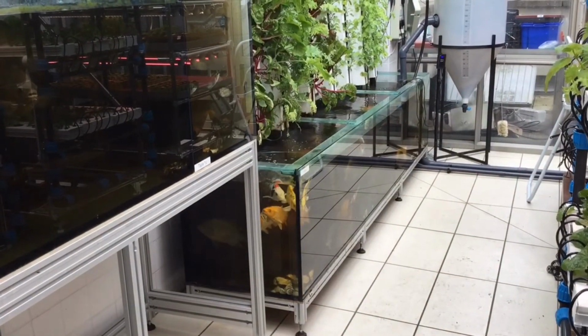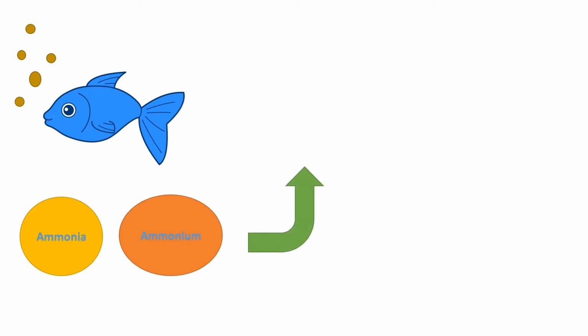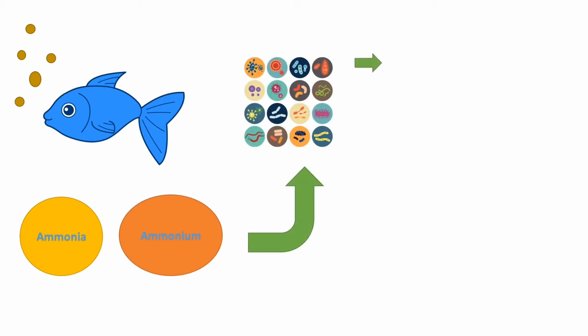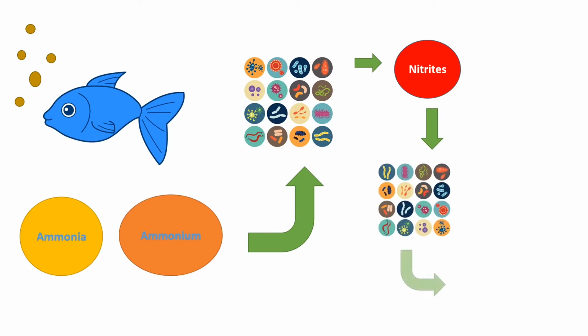Returning to our nitrogen example, it enters the system as protein in the fish food, which the fish then break down into ammonia and ammonium. The fish excrete this ammonia and ammonium into the water, allowing the bacteria to turn them into nitrites and then nitrates for the plants to consume. The effective use of nutrient cycles is fundamental to the success of an aquaponics system.